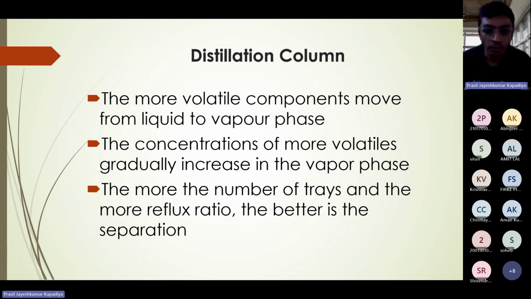So the more number of trays and the more reflux ratio, the better is the separation. To increase the product quality, we should have more trays and more reflux ratio, but not some abrupt value, only up to a point.